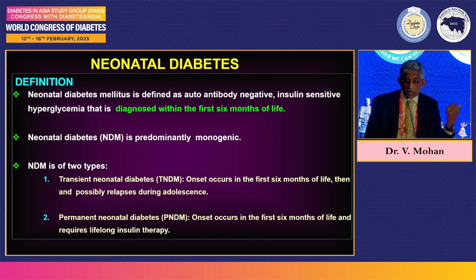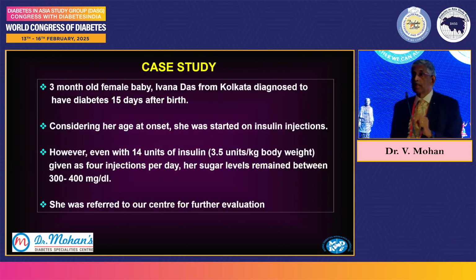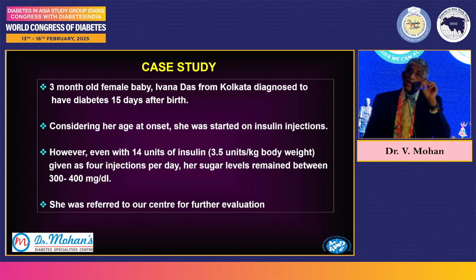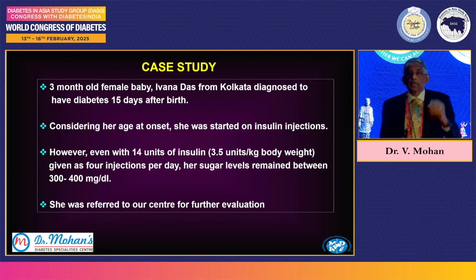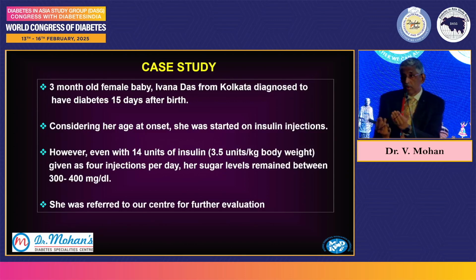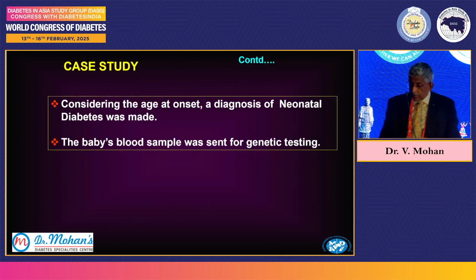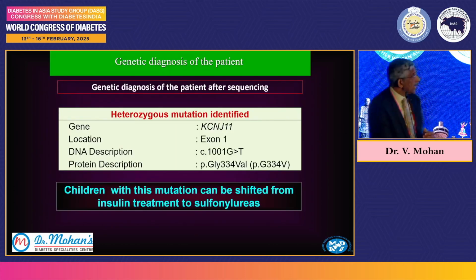So that is what is neonatal diabetes, diagnosed before 6 months of age. Now, if I tell you a story, it'll be more compelling. A 3-month-old baby, Ivana Das, my father and mother said, use her name. From Calcutta, she came. She was diagnosed 15 days after birth, a newborn baby, okay? She was on insulin, not controlled, and a Calcutta physician said, go to Chennai and give your sample there. So we did it, and then we found that this child had the KCNJ11.